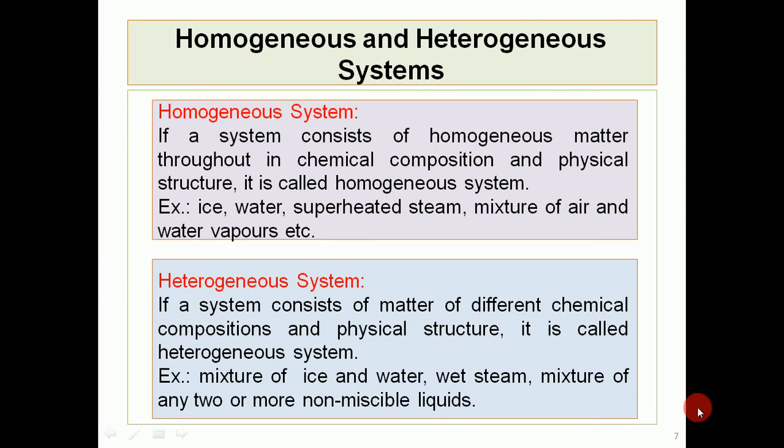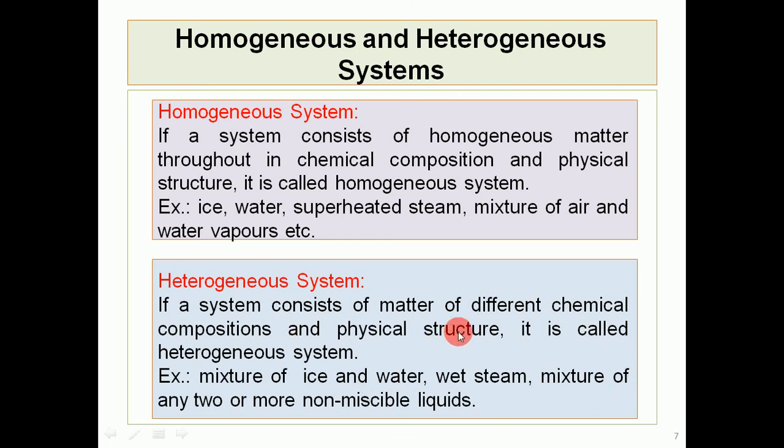What is homogeneous and heterogeneous system? Homogeneous system is the one which consists of homogeneous matter throughout the system in chemical composition and physical structure. So, in any section of the system, the chemical composition and physical structure is constant. For example, ice or water or superheated steam, mixture of air and water vapors.